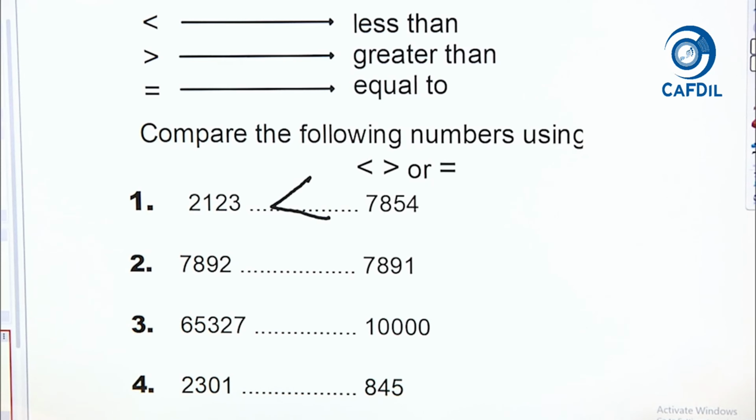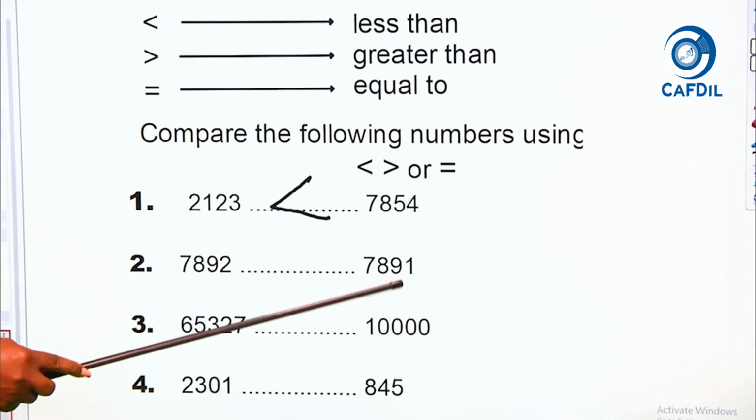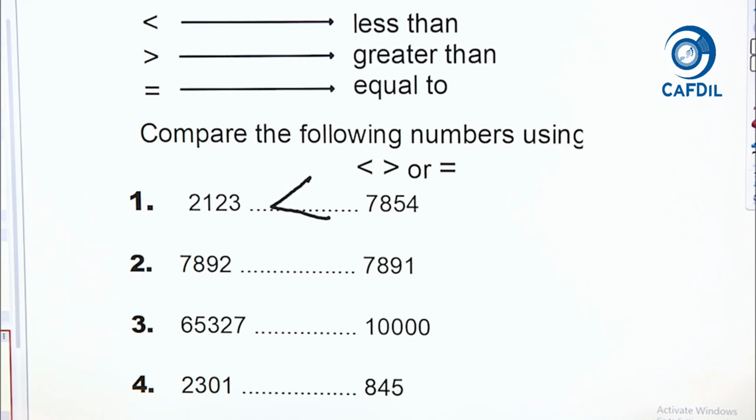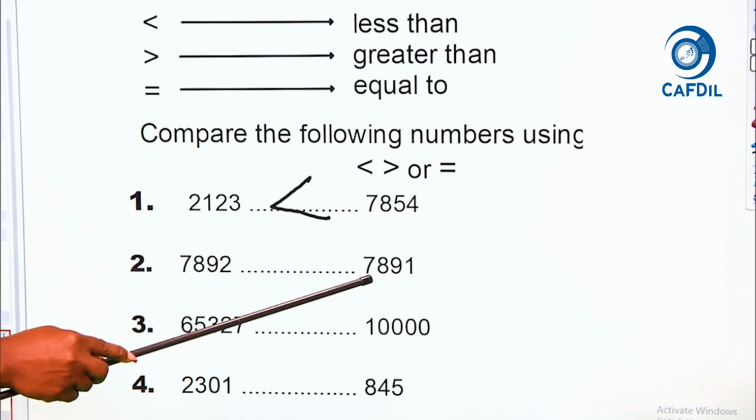First, you count the number of digits you are working with. So here we have 1, 2, 3, 4. This number has 4 digits. 1, 2, 3, 4. This has 4 as well. So begin comparing the digits one by one. So here, the first digit is 7. When we move to this number, it is 7 as well.